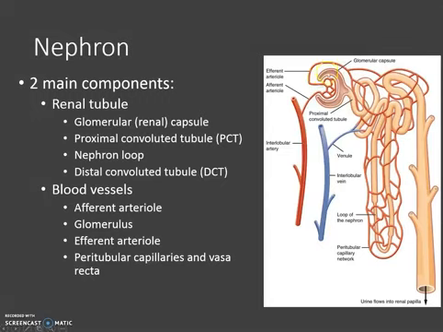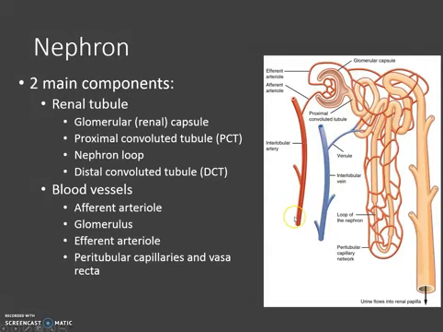So the renal tubule itself is the glomerular capsule, the proximal convoluted tubule, the loop of Henle, the distal convoluted tubule, and then collecting ducts are connected to multiple nephrons.